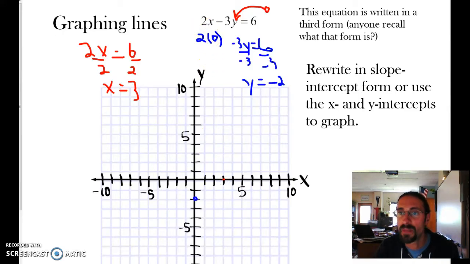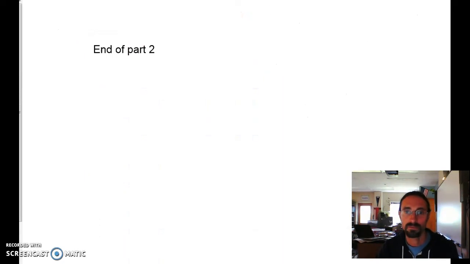Now it's easy enough to just make a line through those 2 points. So I can go like that. Voila. That's all I've got for this section. We will review more in the next.